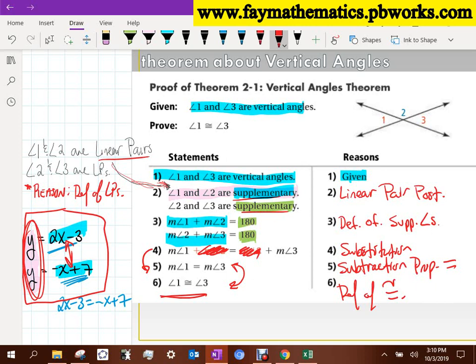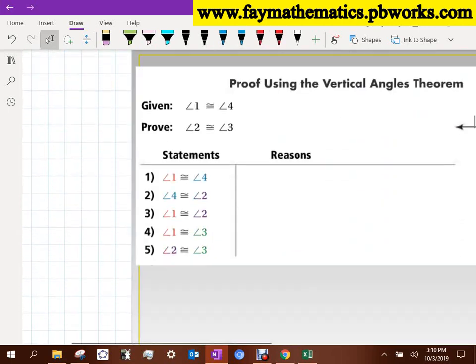Instead of showing all 6 of these steps in that proof, we'll use this theorem and say, well, we know because we've already proven it to be true. And whenever I see vertical angles, they're going to be congruent. Okay, so we'll talk about that again on Monday.